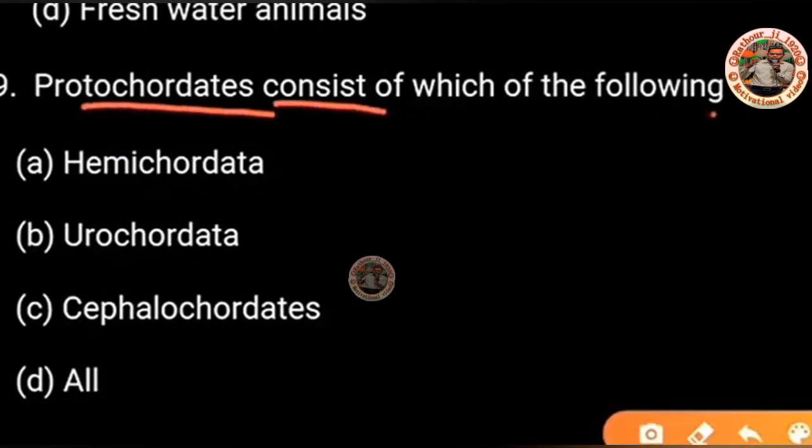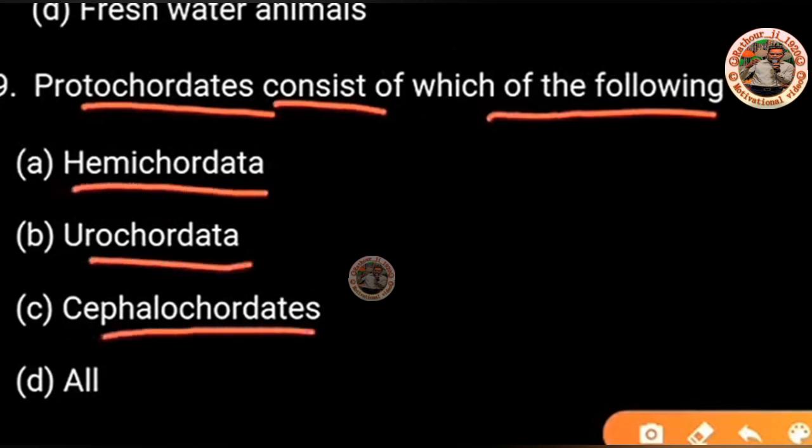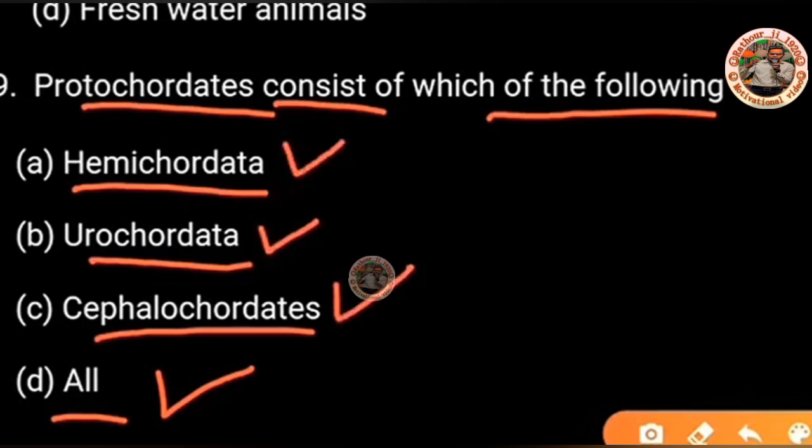Protochordates consist of which of the following? Option A, hemichordata. Option B, urochordata. Option C, cephalochordata. Option D, all. So the correct answer is D, all of above, because protochordates consist of phylum Hemichordata, subphylum Urochordata, and Cephalochordata. Also remember that Urochordata and Cephalochordata are the subphyla of phylum Chordata, but still they are present in protochordates due to their similar characteristics with protochordates.